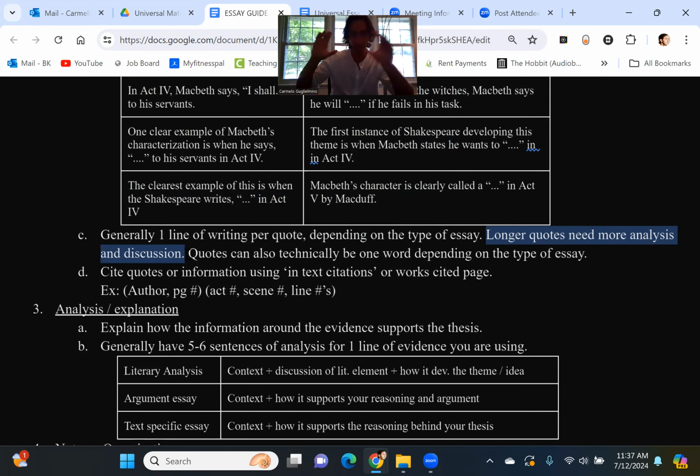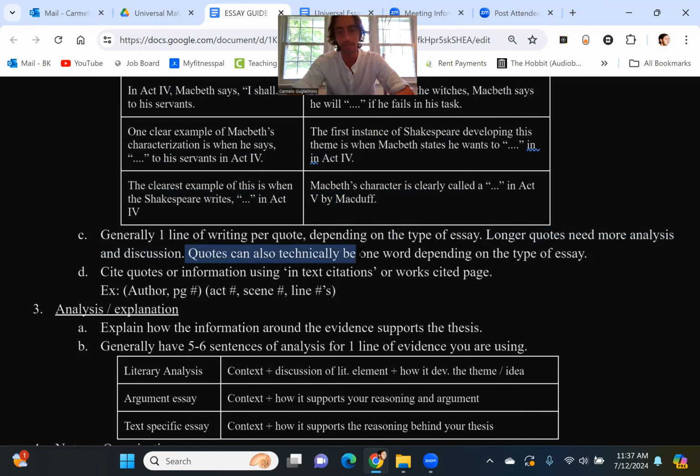You don't want to give me a ton of writing from the author you're quoting, and then just give me a couple of little lines that you're using to write about it. Man, that doesn't look proper. That doesn't look right. Okay, quotes can also technically be one word, depending on the type of essay.